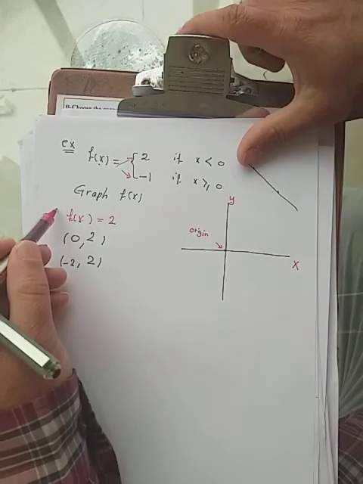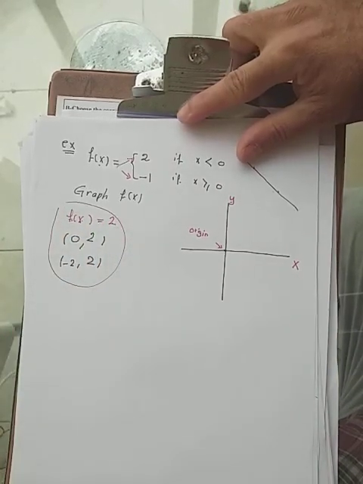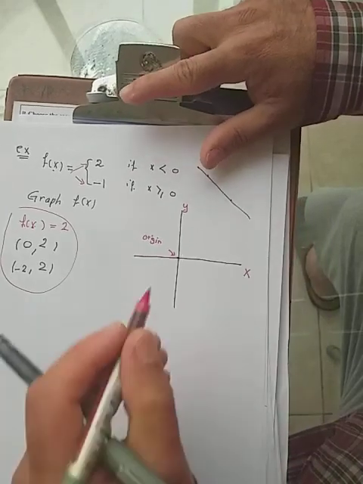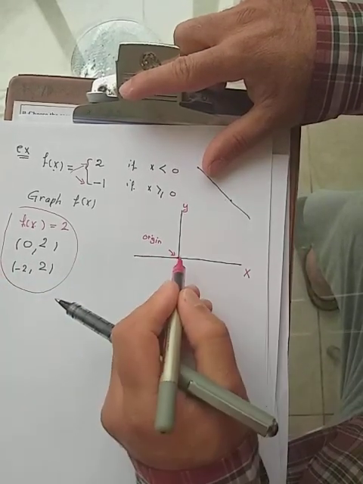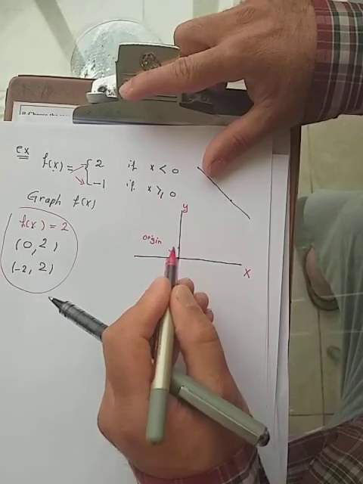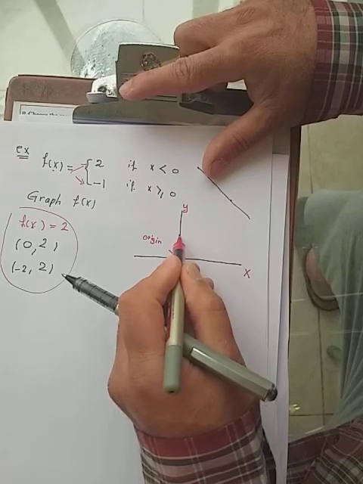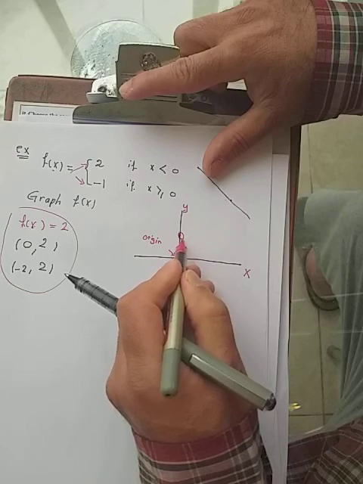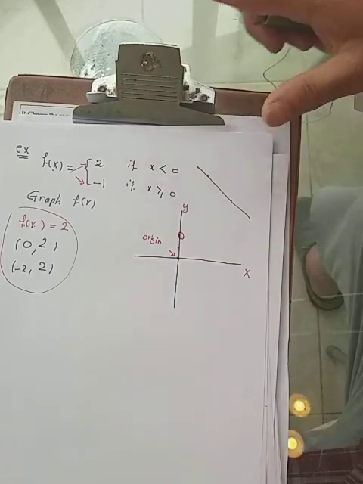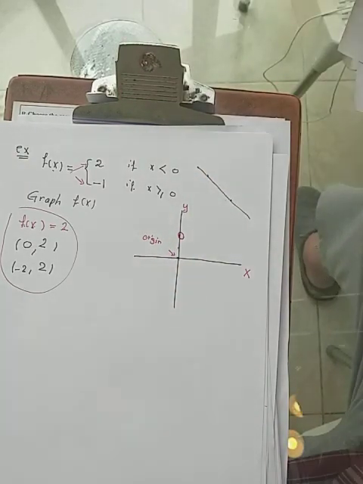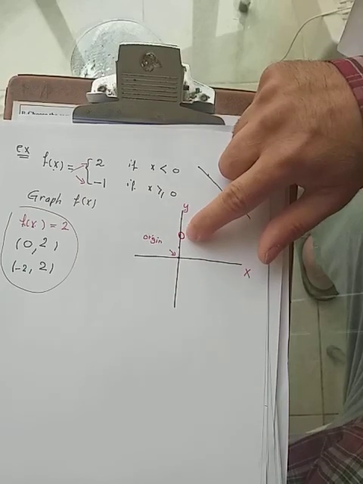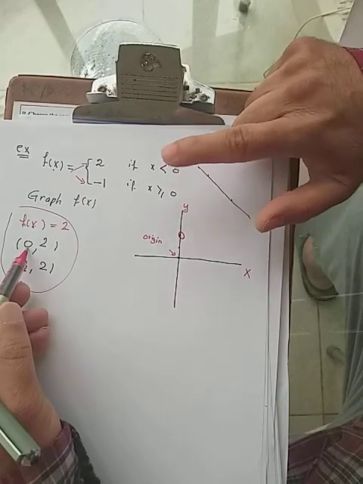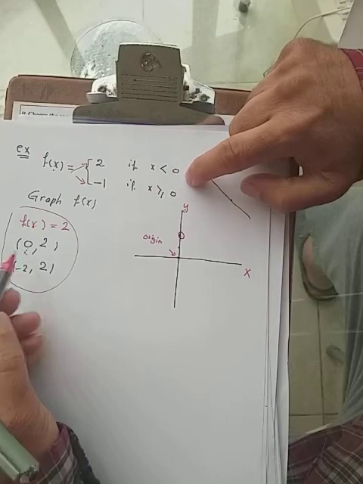Then you have 2 points. Now we can graph this function. 0, 2. The first point should be big and empty, an empty circle. The first point.